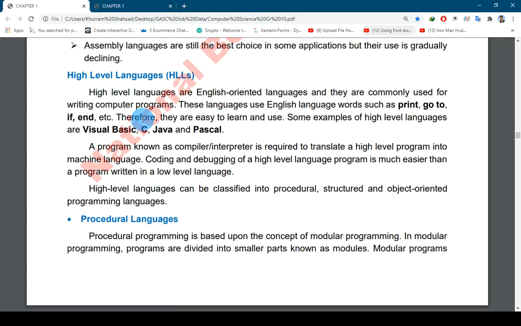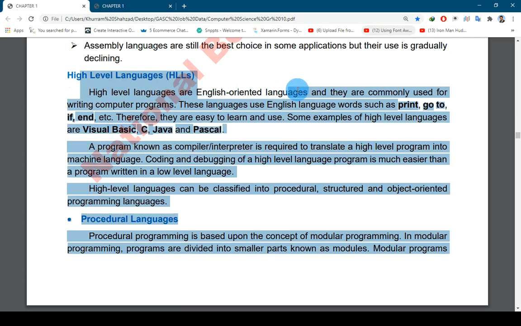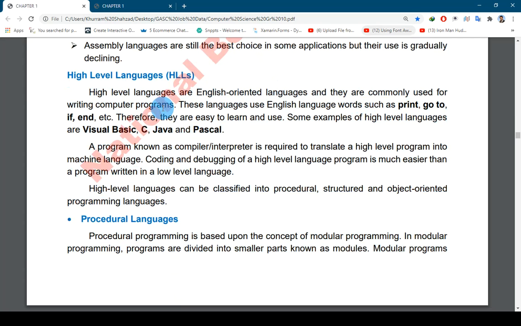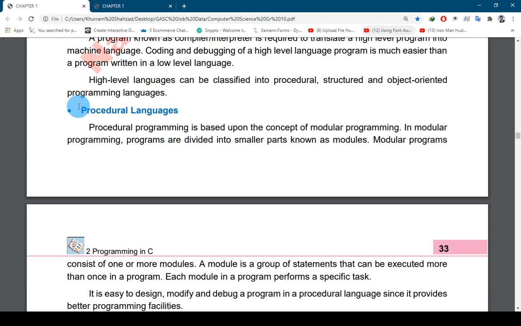Then we discussed high level languages. High level languages are very easy for human beings. These are English oriented or English like languages and commonly used for writing computer programs. Nowadays we are using high level languages as our programming languages. They use English like words like print, go, if, etc. There are types of high level languages, the first of which is procedural languages.